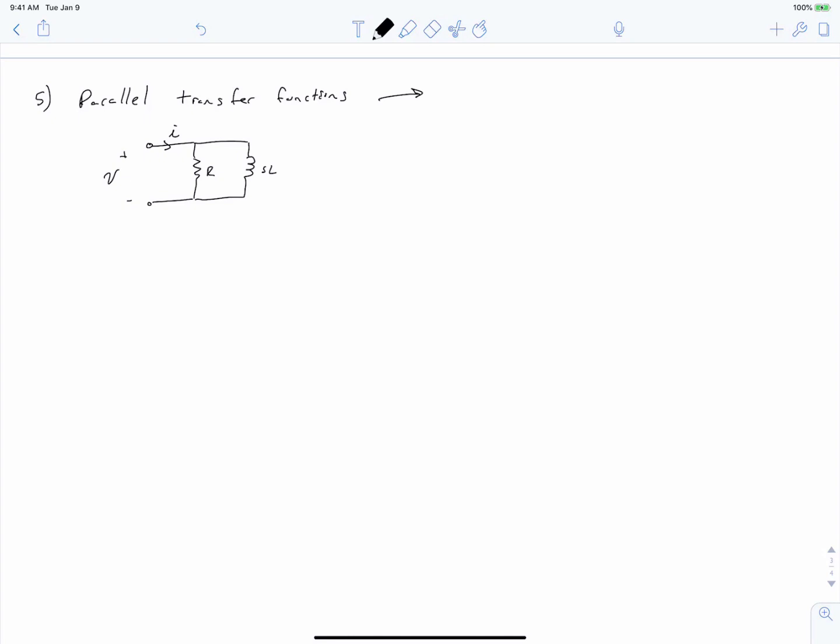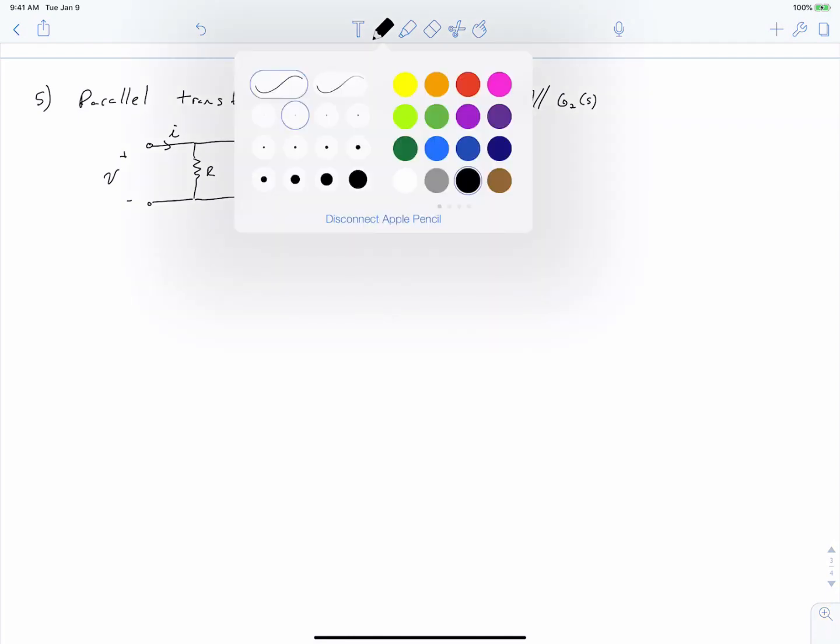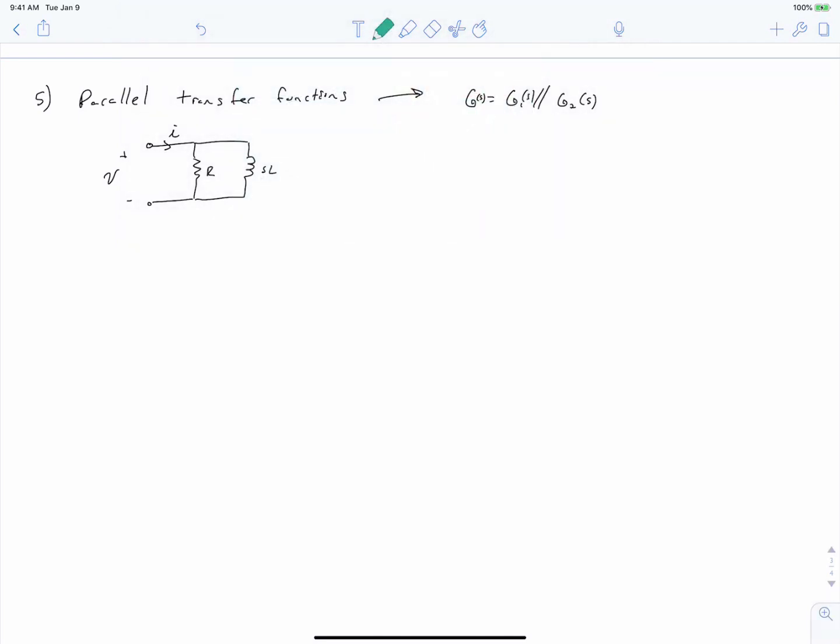So paralleling two transfer functions means that we have a new transfer function, which is the parallel combination of our two previous transfer functions. So for example, what we're actually going to end up sketching, and I'm running out of colors here, we'll do this seafoam green. And the approximation is that the decibel magnitude will now be equal to the minimum of G1 and G2.